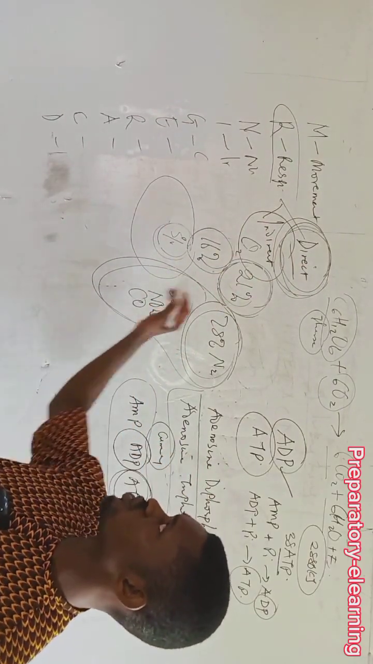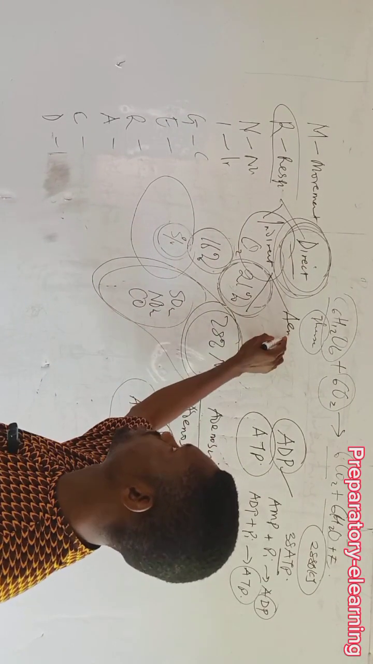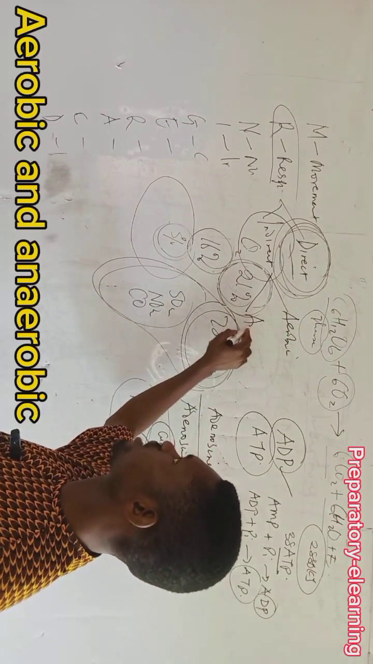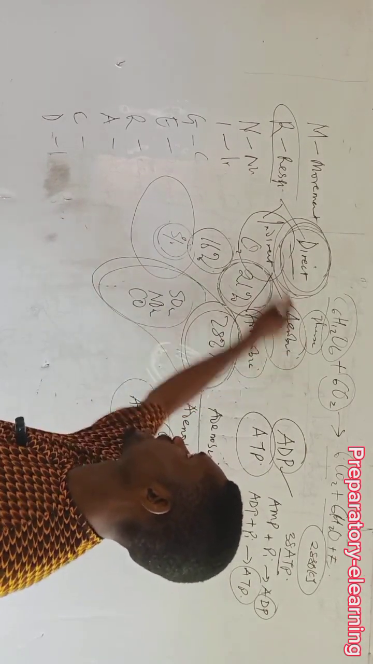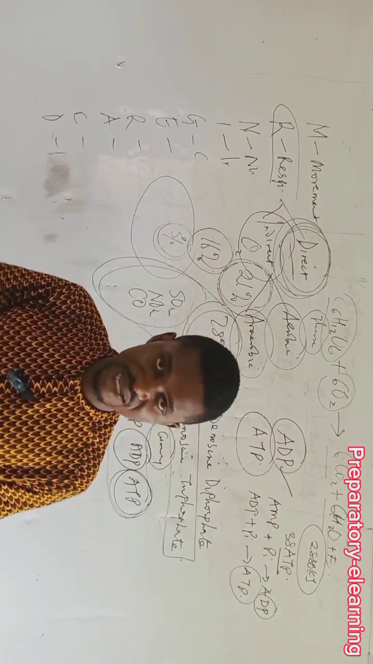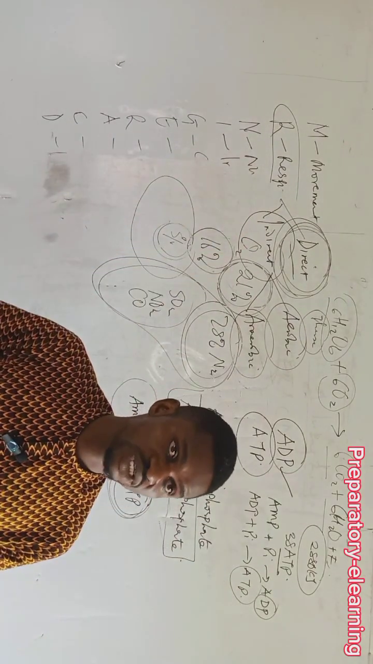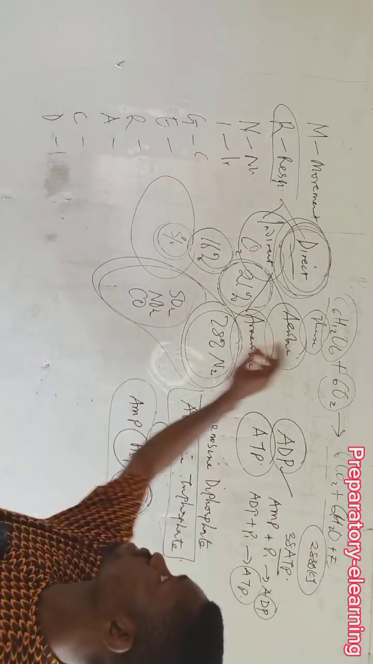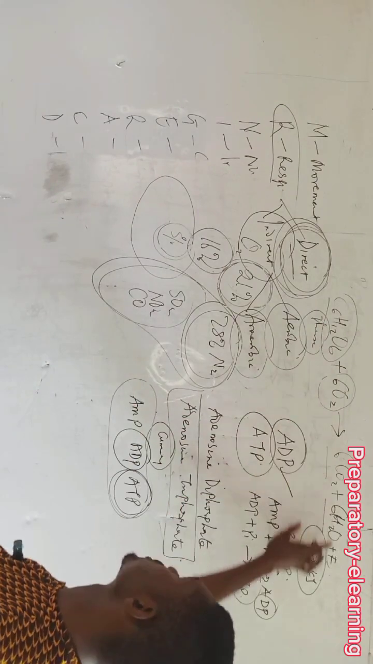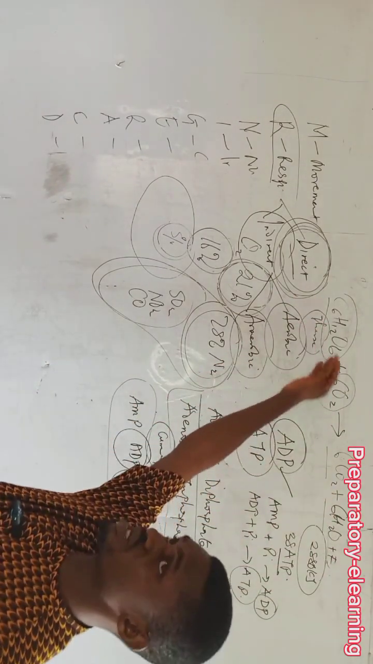Now, if we go deeper into indirect respiration, we have what we call aerobic respiration and anaerobic respiration. Just as the name implies, aerobic respiration is the type of respiration that takes place in the presence of oxygen. That means oxygen is involved in that type of respiration, such as the one I wrote on the board. This equation is a general equation that shows how respiration takes place in the system.